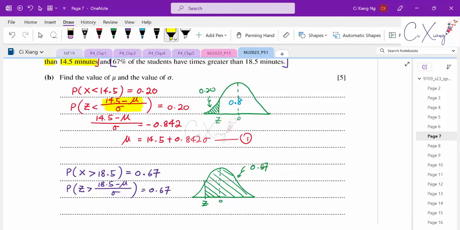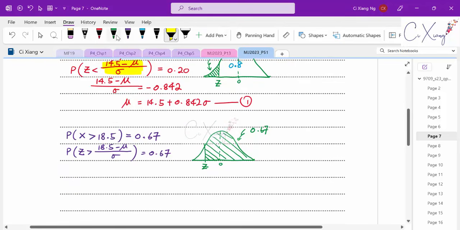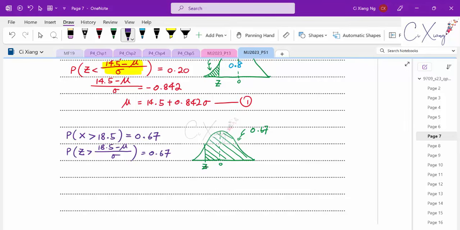Go back to the question. Okay, so the z should be 0.44. But again, from the diagram, you can see that z is below the x-axis, below the 0. It should be a negative value. So just now we get 0.44, right? I should put it as negative 0.44 here. And then again, what's the value of z? It is this one in our equation. So 18.5 minus the mean divided by standard deviation, then you get negative 0.44.